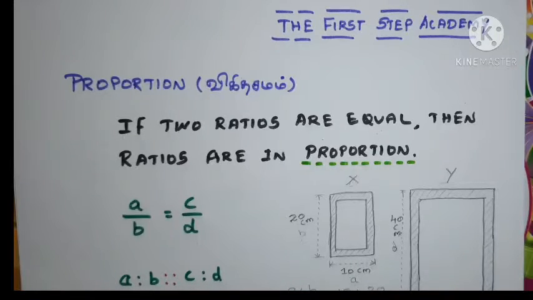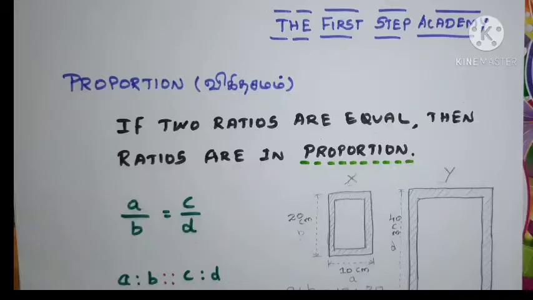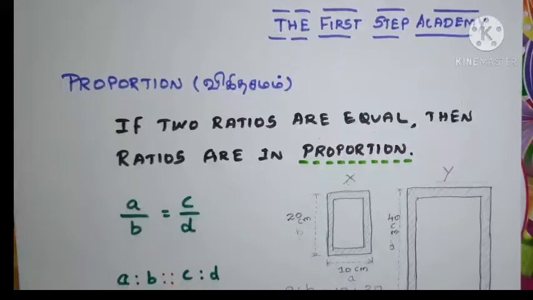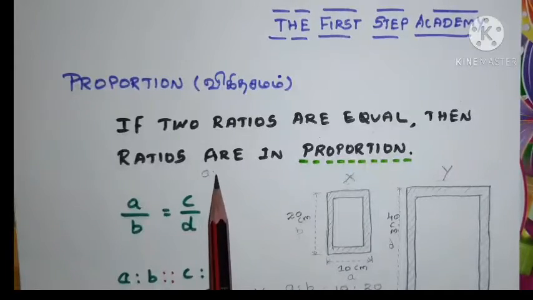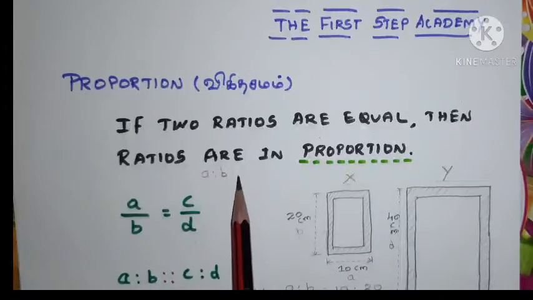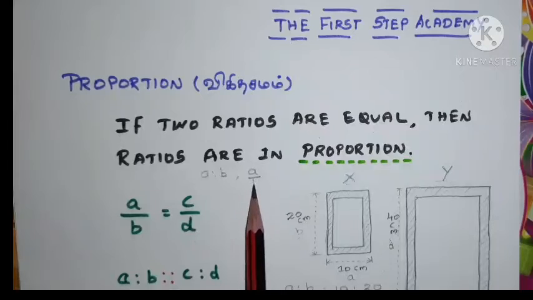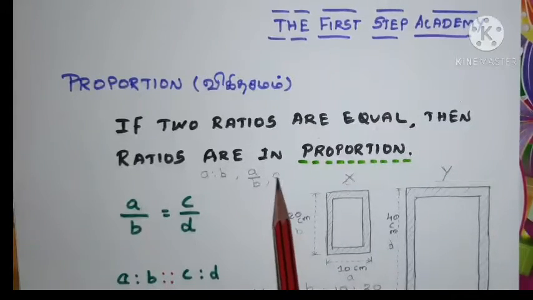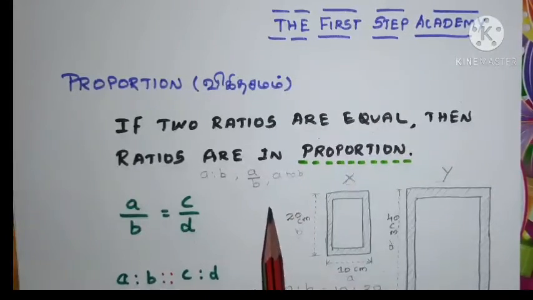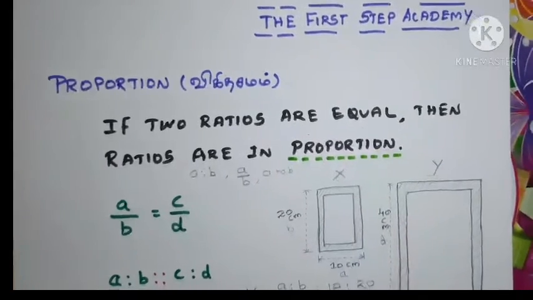In continuation of the topic called ratio and proportion, in this video we are going to see about proportion. Right, we know about ratio, right? What do you mean by ratio? Ratio is a comparison of two quantities. So a comparison of two quantities can be expressed in the form of ratio, right? That can be expressed as A is to B, or in another way A by B, or in another way A to B. These are the ways that we can express the ratio, right?